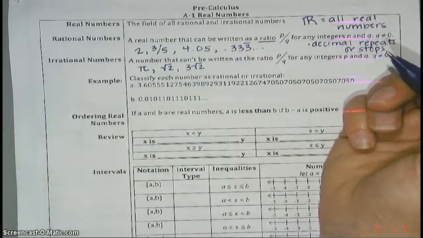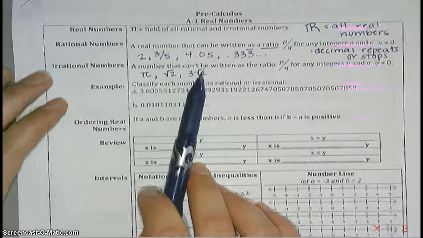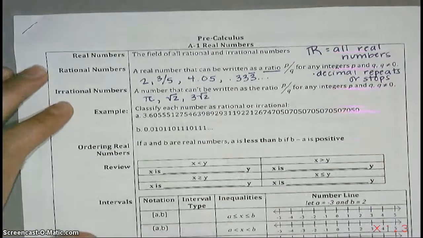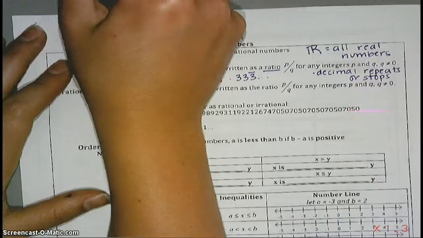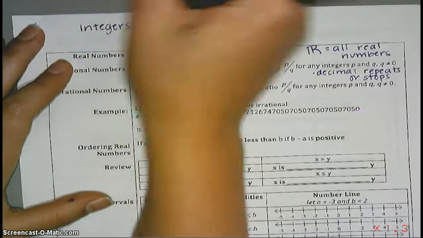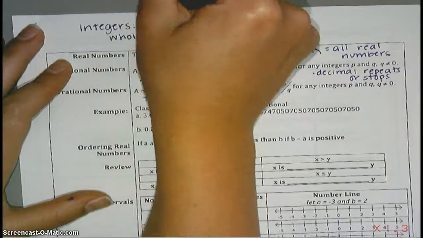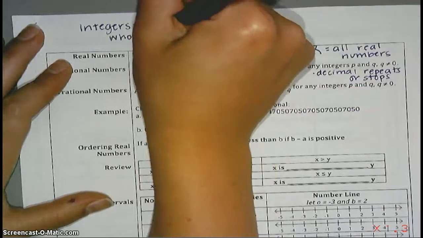So let's see. Some other ones that are on here, or that aren't on there, that are in the book, you can have integers, those are just going to be whole numbers. And then they can be positive or negative.